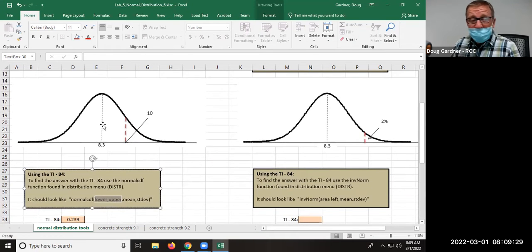So unfortunately, the norm dist command will only tell me this area over here, which is a bummer because in this case, that's not what I wanted to know. But since the area under the entire curve is 1, couldn't I just go 1 minus this area and then I'd have the area I wanted? So it's like a little bit of an extra step.